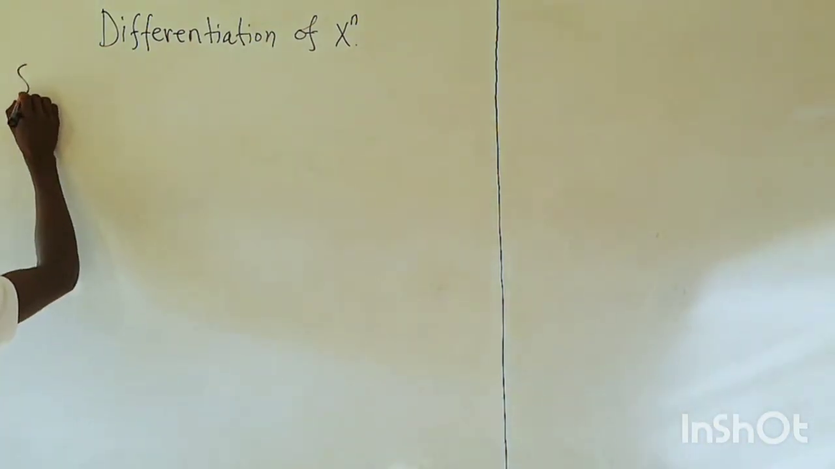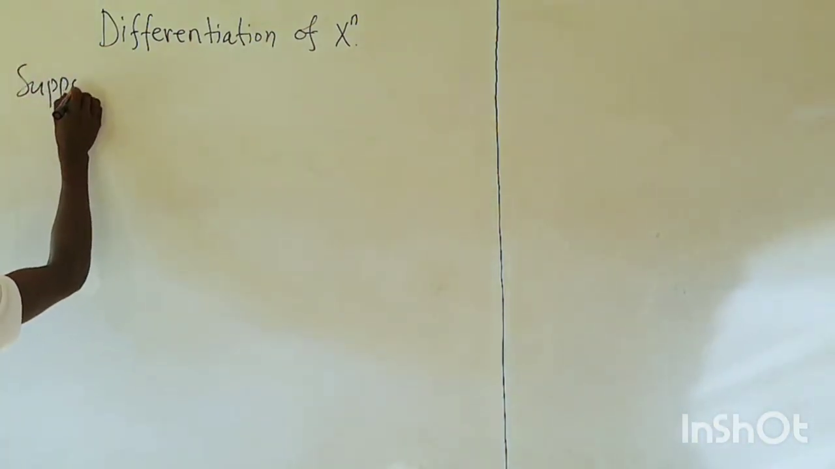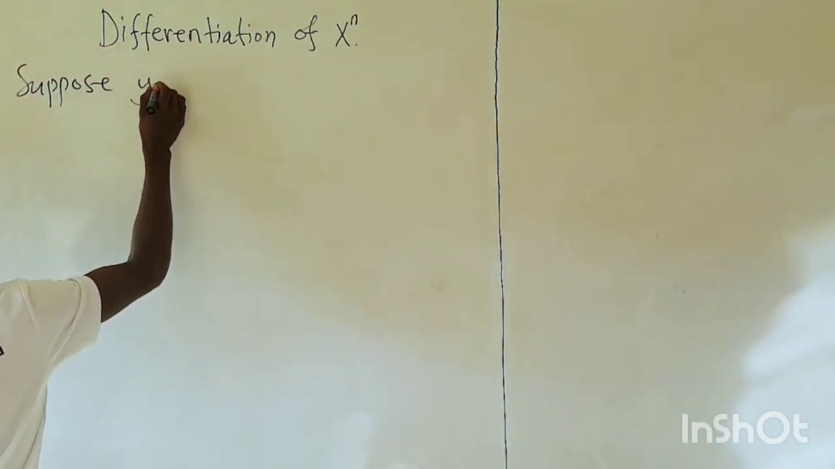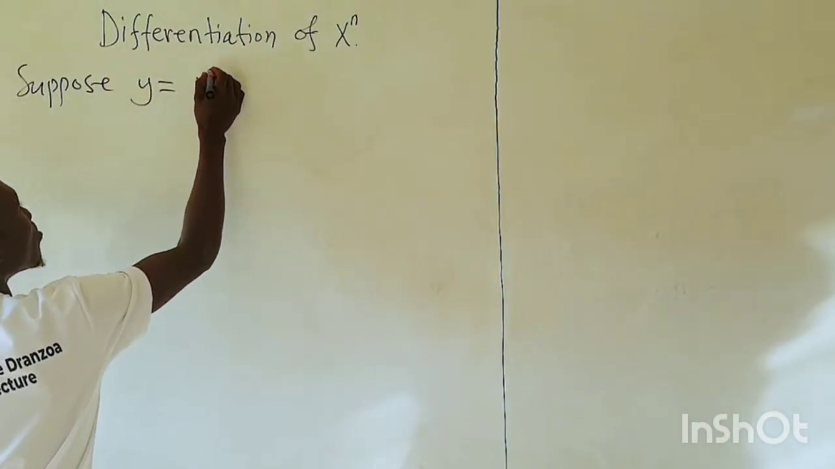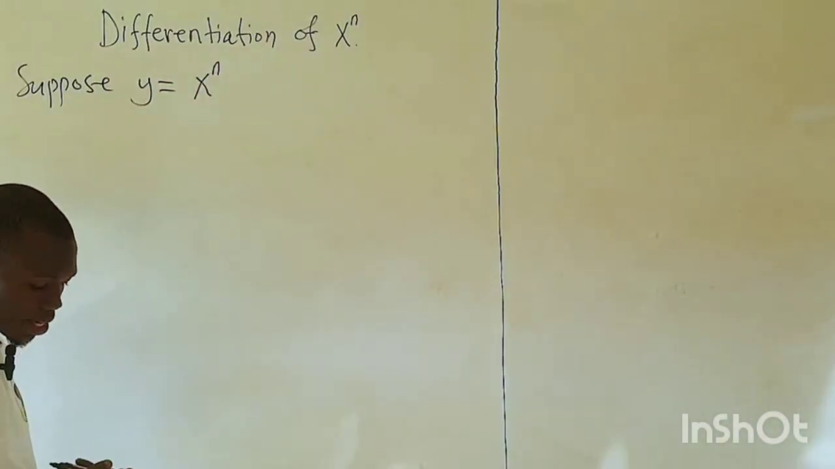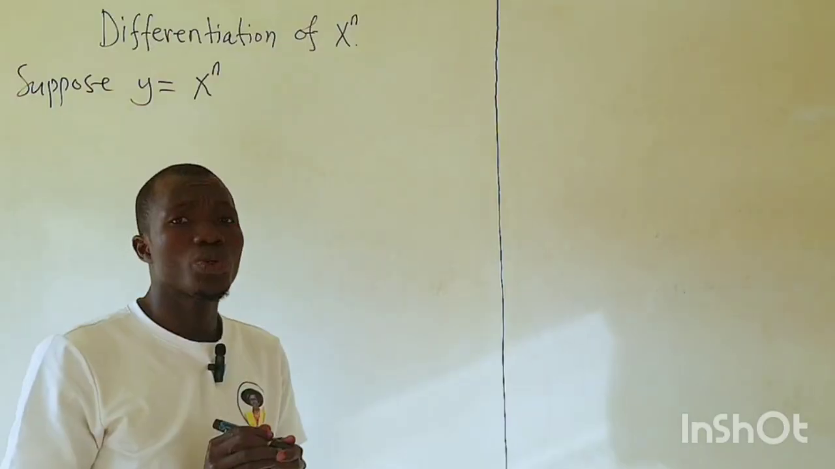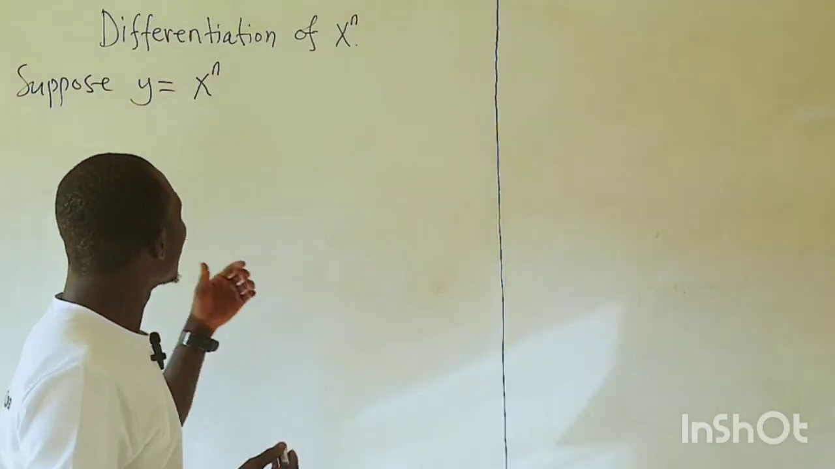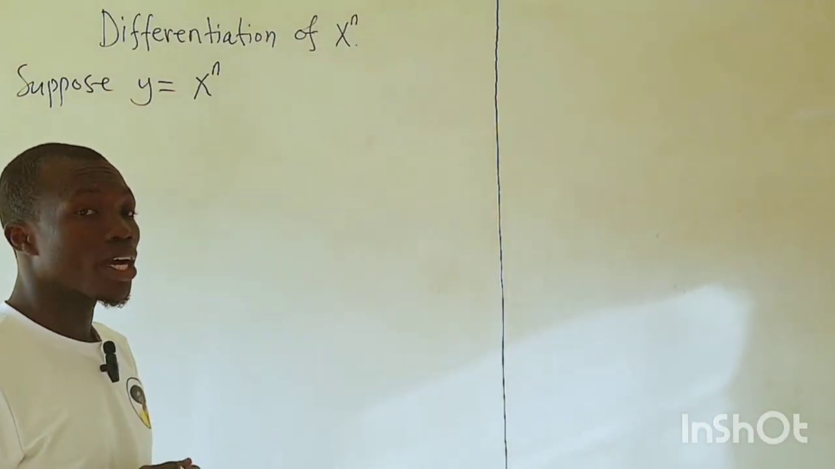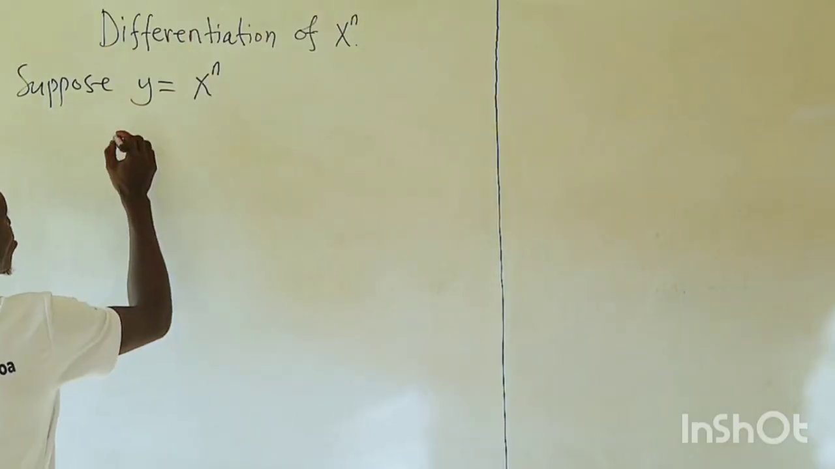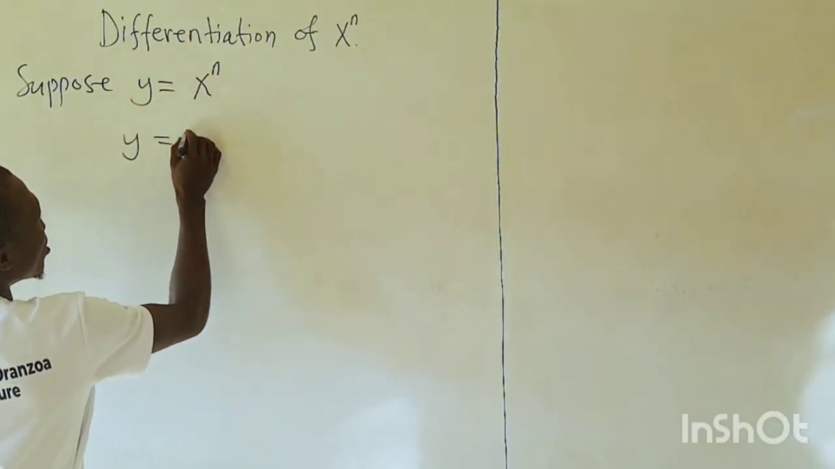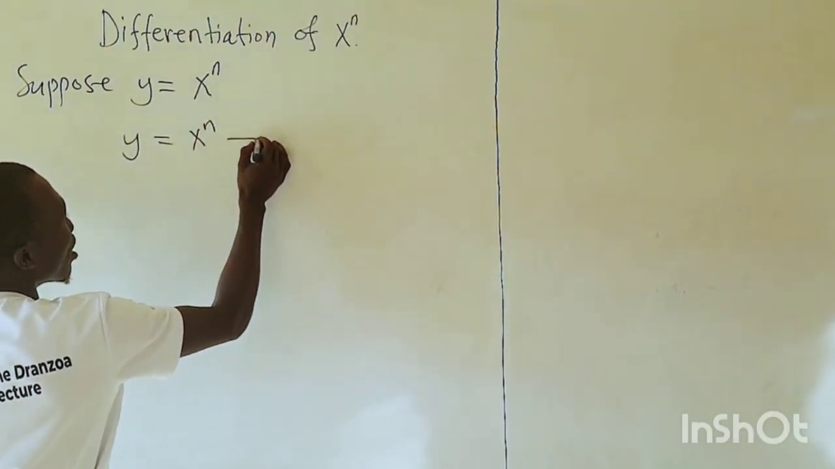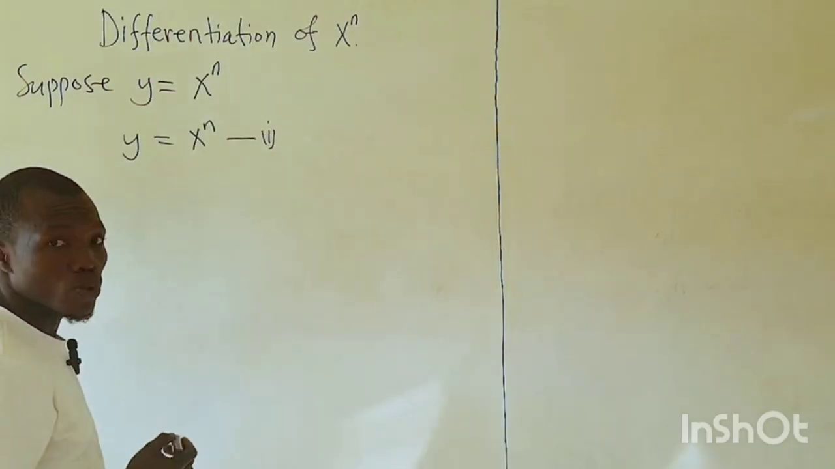So suppose our function y is equal to x power n. We shall use what we already know. We add small increment in both sides and we continue. So it will be y is equal to x^n, and we call this our equation 1.